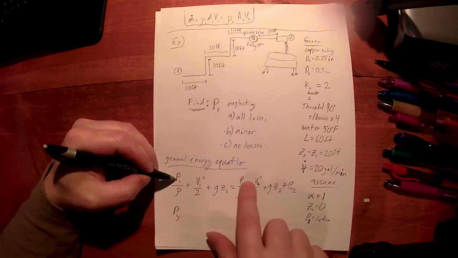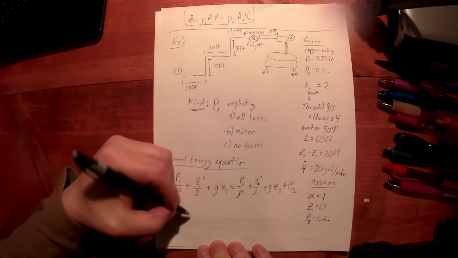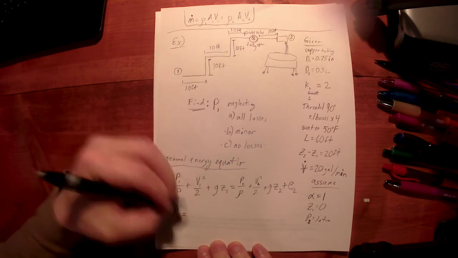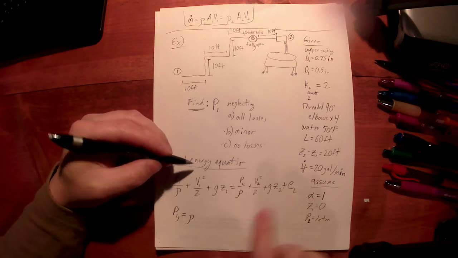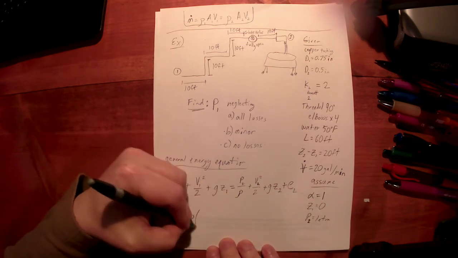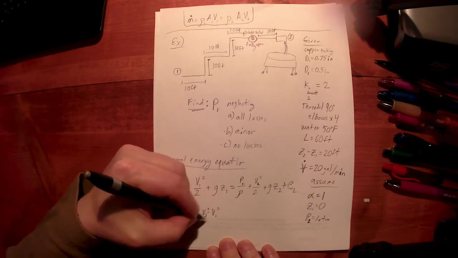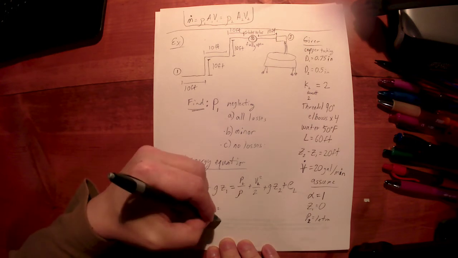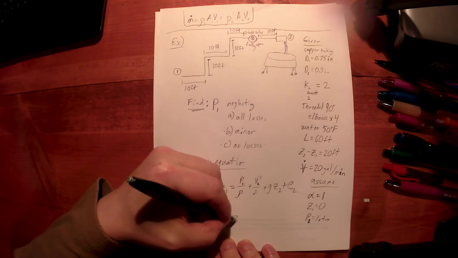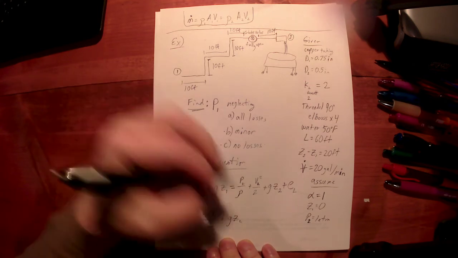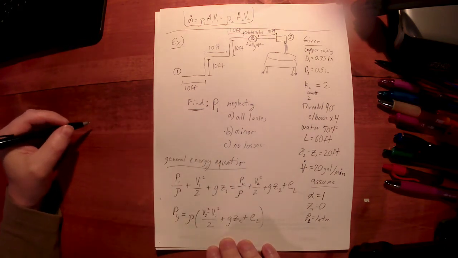If P2 is the atmosphere, that's P1 minus P2, which is P1 gauge. So let's look for P1 gauge. P1 gauge is going to equal the density times all this stuff now. And if I'm assuming Z1 is 0, then I've just got Z2 over here. So let's just throw everything together. That's going to be V2 squared minus V1 squared over 2, plus g Z2, plus the energy loss. Okay.